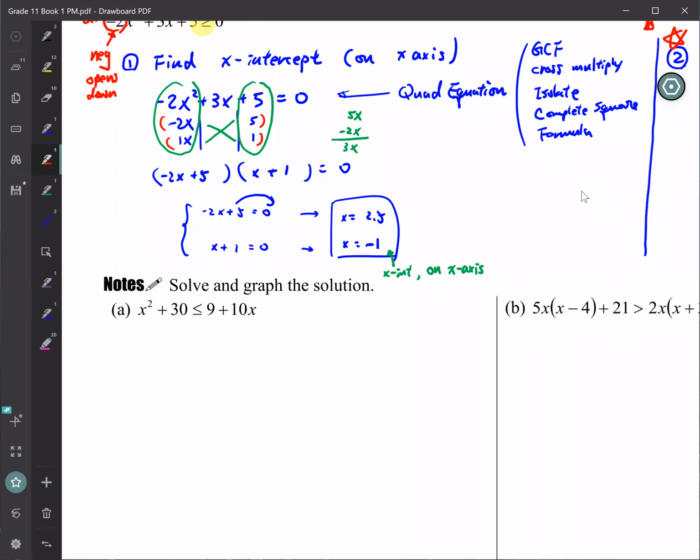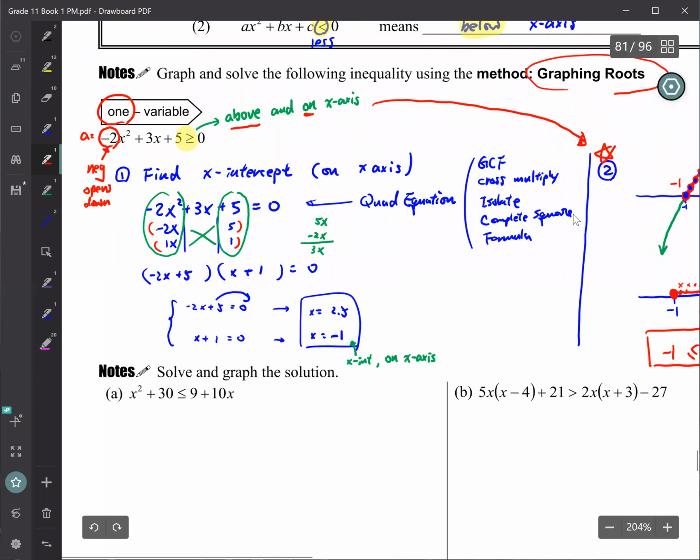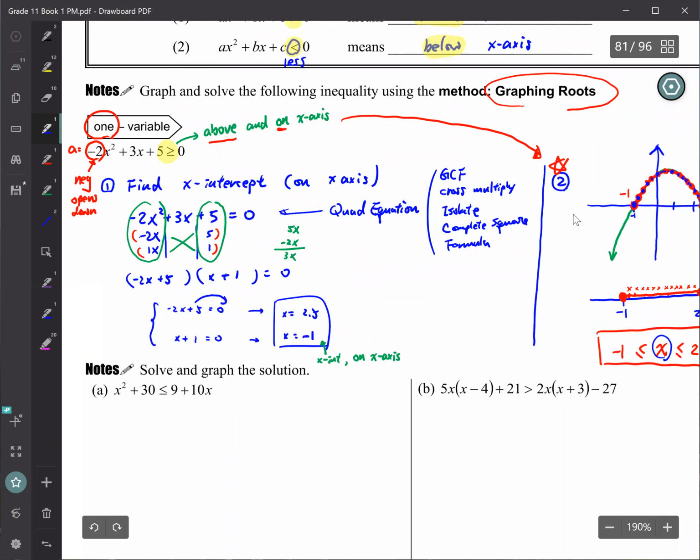Okay, so let's look at another one, right? Question 8. So let's write down the steps, right? Step 1 is find x-intercept. Okay, I'll highlight that. Step 2 is to graph.